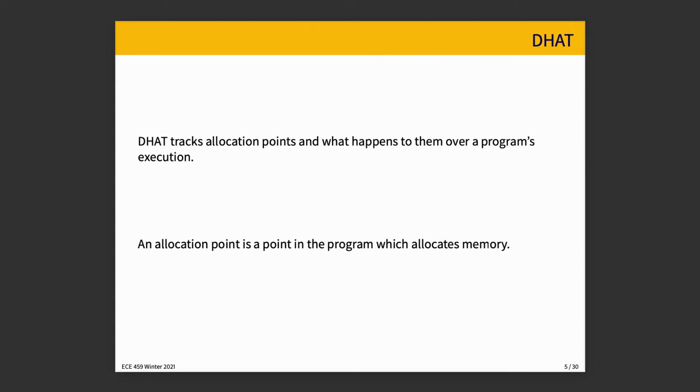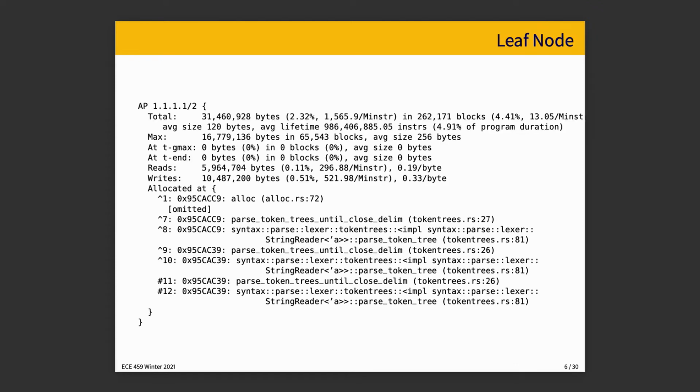So there are a couple of tools that we're going to look at for memory profiling. The first one is DHAT, the Dynamic Heap Analysis Tool. It tracks allocation points and sees what happens to them over a program's execution. An allocation point is somewhere in the program where memory gets allocated. In C, that would be malloc. In Rust, there are a few ways: the Box::new function or any other constructor might do it. This information is all aggregated based on the program stack, so you get something like this, which looks like one of the leaf nodes.